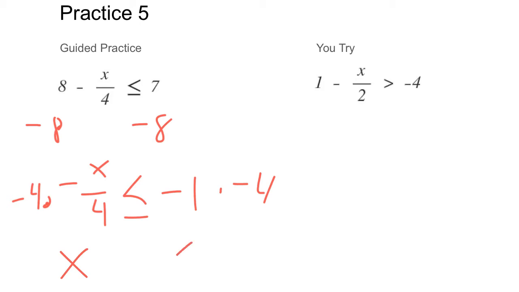We end up with positive 4 over here. And then since I multiplied by a negative, I have to flip this sign. So that becomes x is greater than or equal to 4. Okay, now you try.